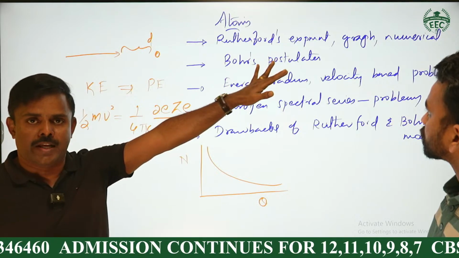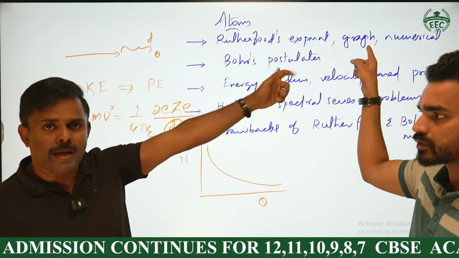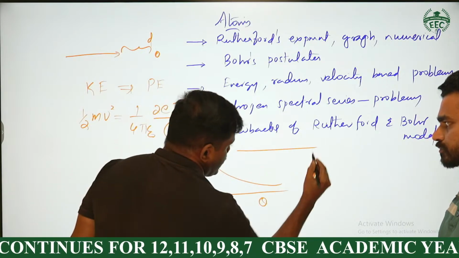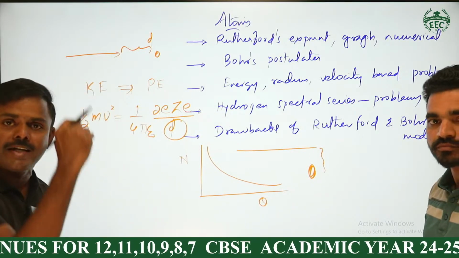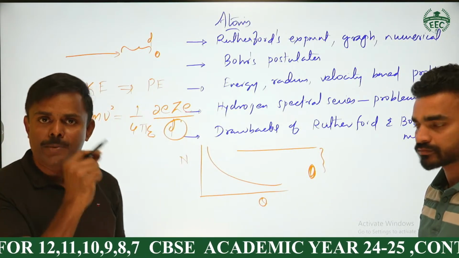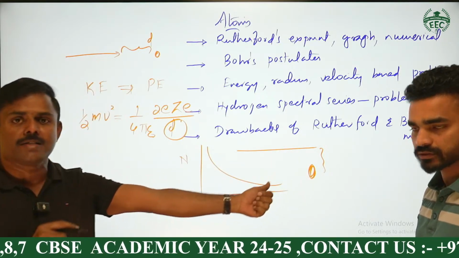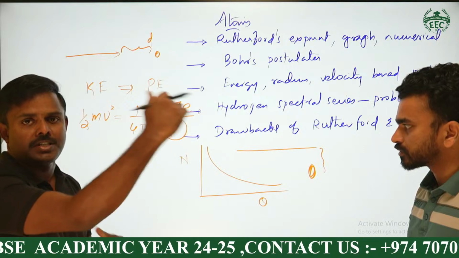Then Bohr's postulates. Here also, impact parameter is there. You know, they'll ask a direct question. They'll ask you to find the perpendicular distance, that is actually the impact parameter. The perpendicular equation is not needed. Just know that impact parameter is the perpendicular distance between the center and the velocity.